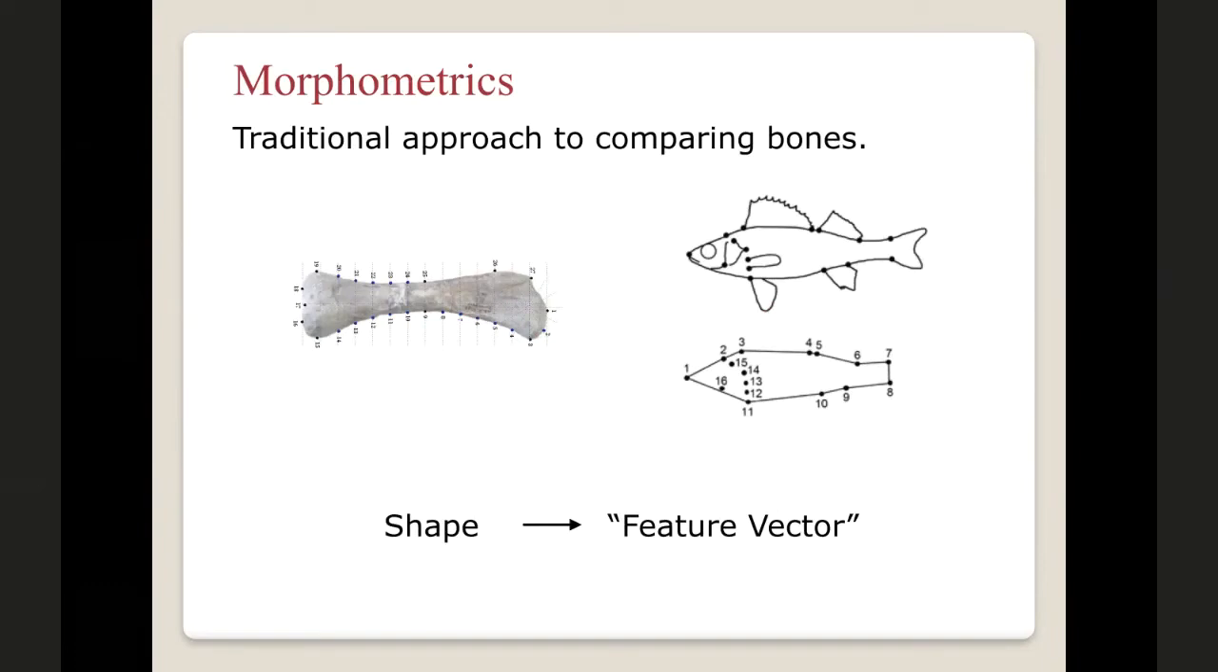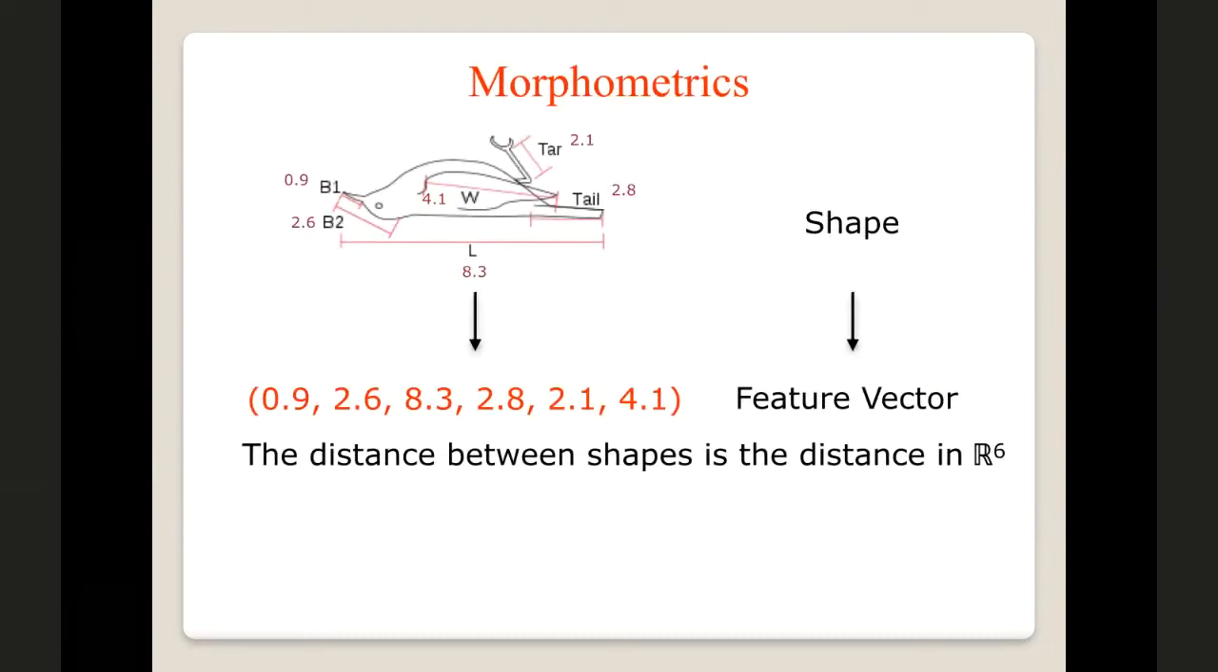Okay, so let me tell you about a traditional method for comparing shapes. How would an anthropologist or biologist traditionally have compared two fish or two bones? What they would have done is turn a shape into what's called a feature vector. If you look at the bone at the left, some expert, maybe a professor or a graduate student, would have marked a collection of points on this bone. Or they might have taken a collection of points on this fish. So they create some standard collection of points which are easy for the experts to find. And then they produce out of these points a feature vector. The way they do that is they measure the distance between some of these points.